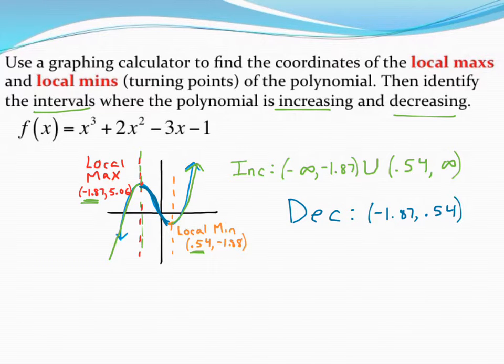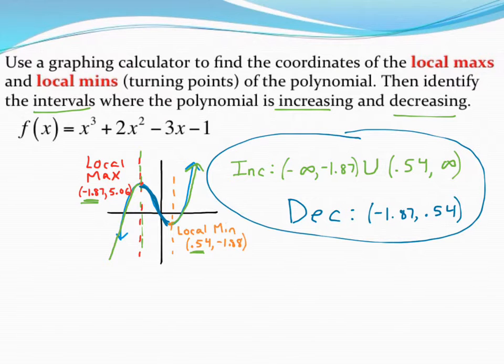So there's my description of the intervals where this graph is increasing and decreasing. Notice I also only use parentheses. I never use the square brackets in increasing, decreasing intervals. I only use the parentheses and only use the x values.